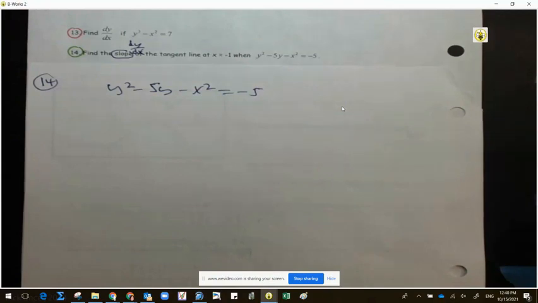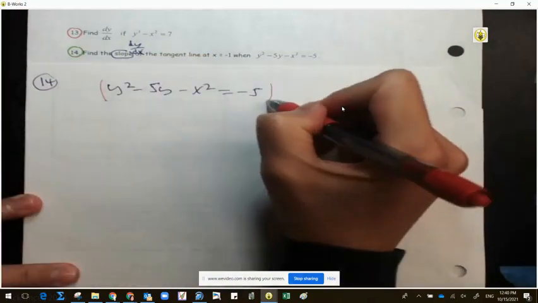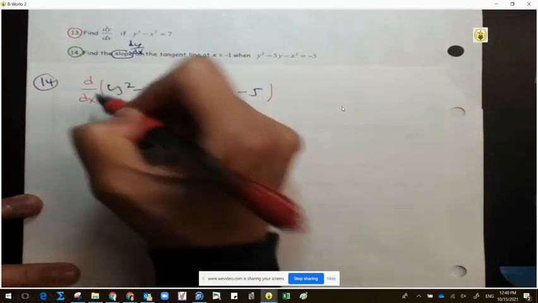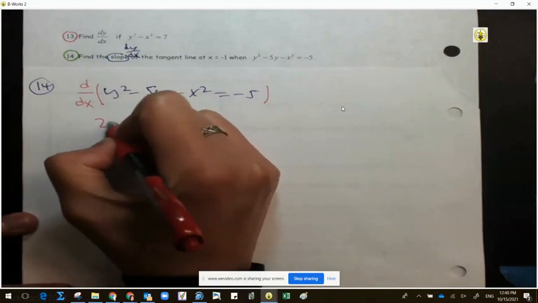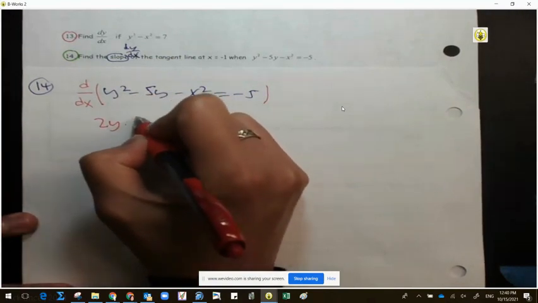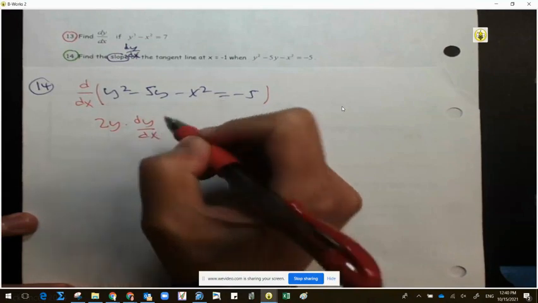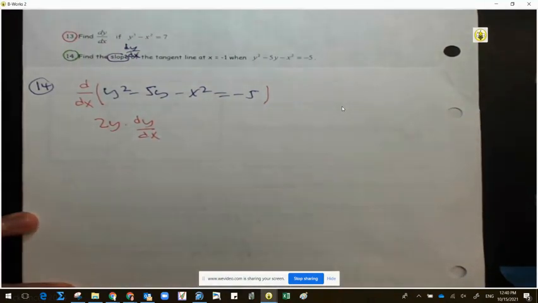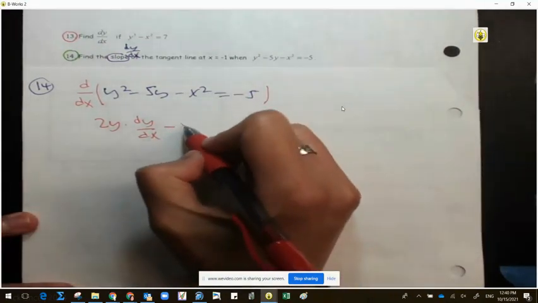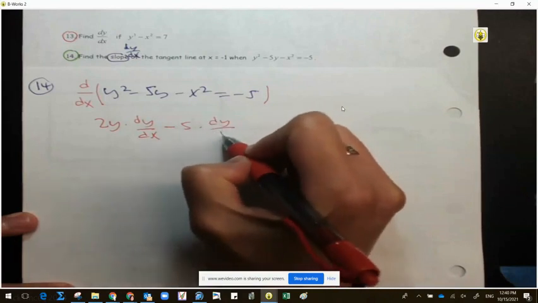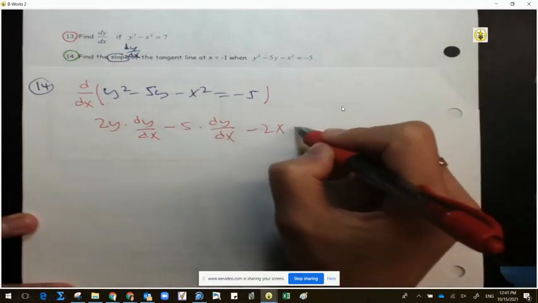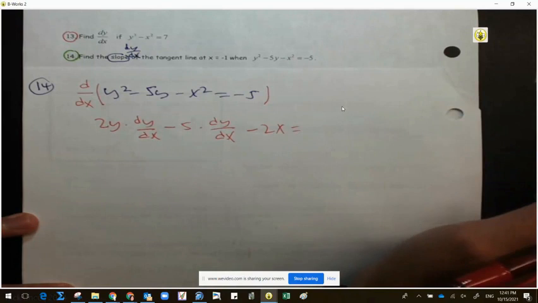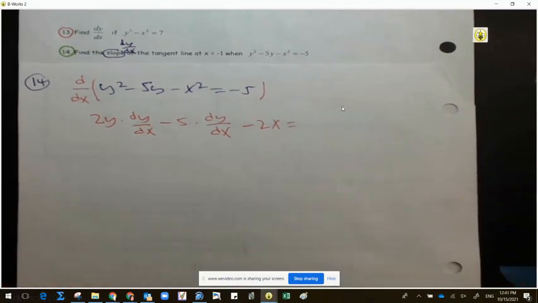Let's go ahead and find the derivative with respect to x. What is the derivative of y squared? 2y. Because it is not x, we have to add on to what? dy over dx. What is the derivative of -5y? Just -5 and dy over dx. What about the derivative of -x squared? Minus 2x. And the derivative of any constant is how many? 0.